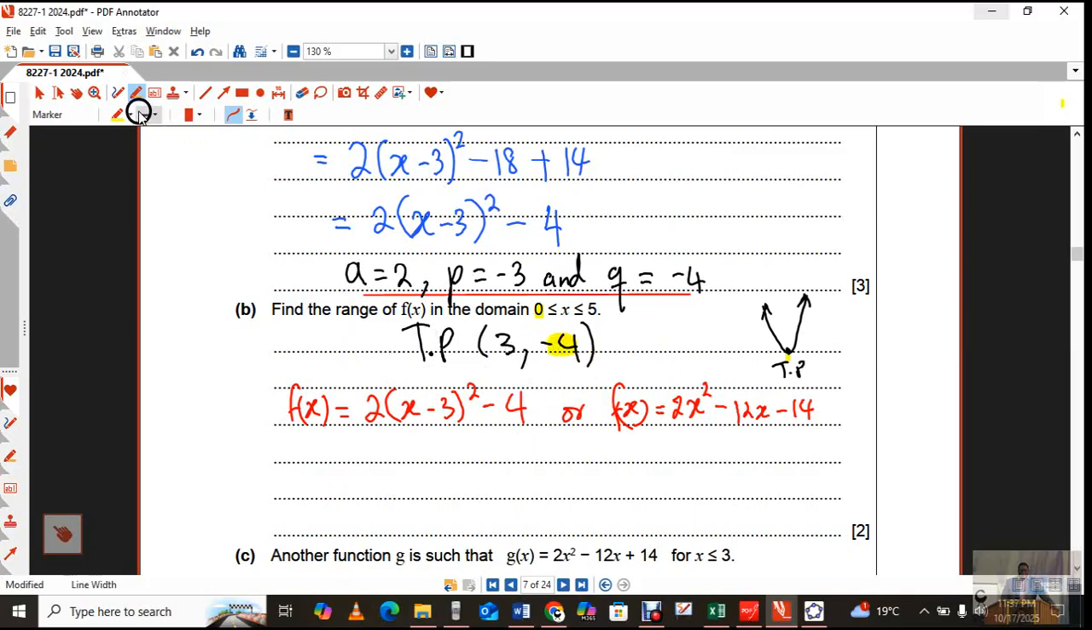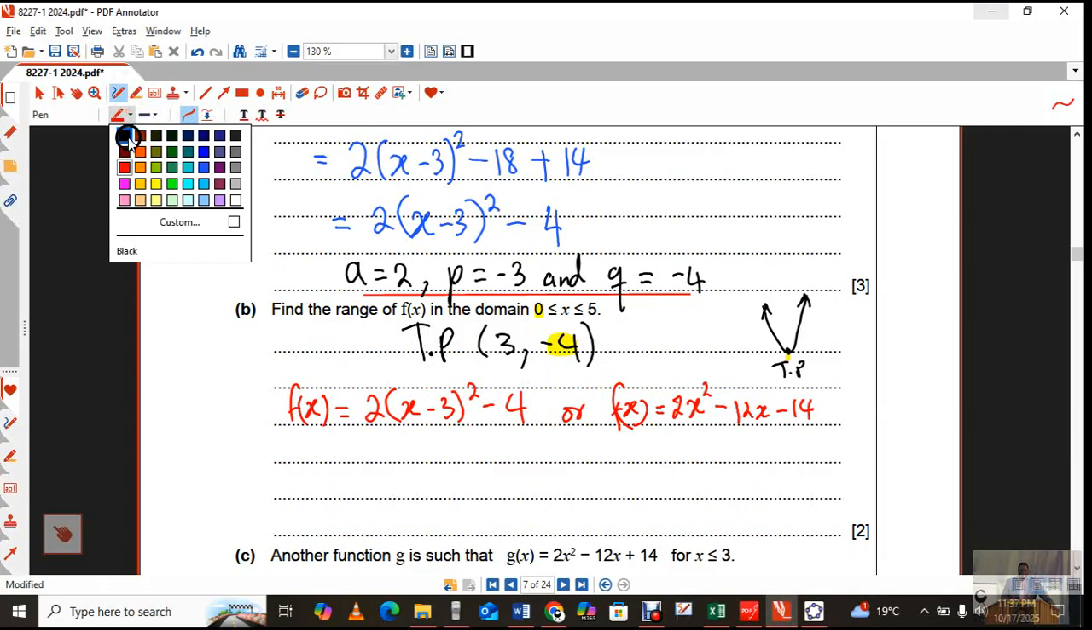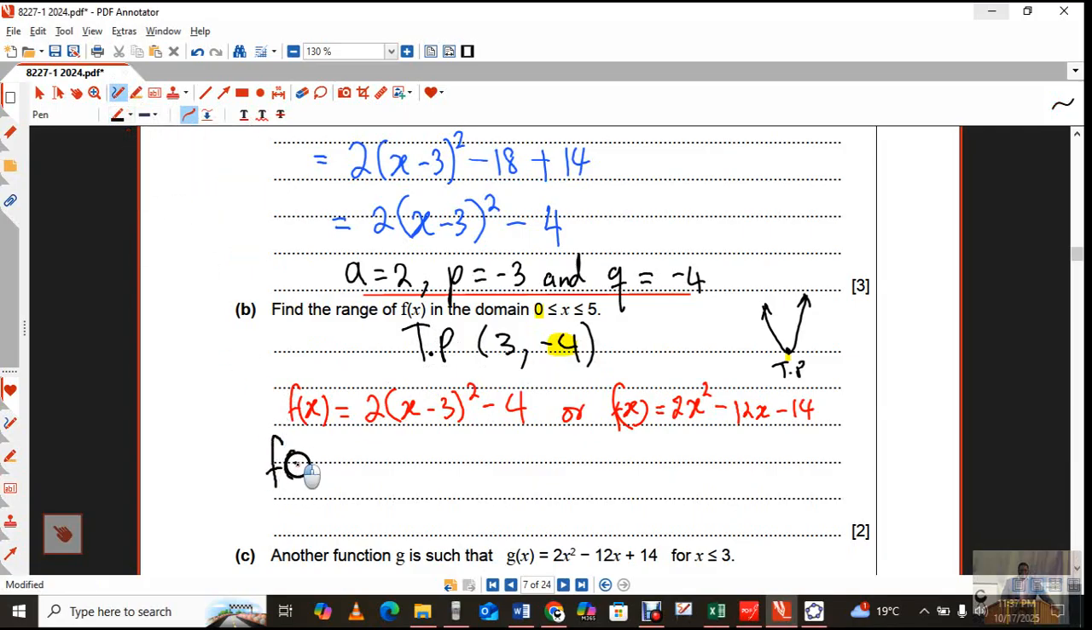So let's see if we input f of 0. The moment you put f of 0 in here, you're going to get an answer. That is why the 14 is in my head. And also, when you put f of 5 in here, what are you going to get? 5 minus 3 is 2. 2 squared is 4. 4 times 2 is 8. 8 minus 4, that is going to give you 4.